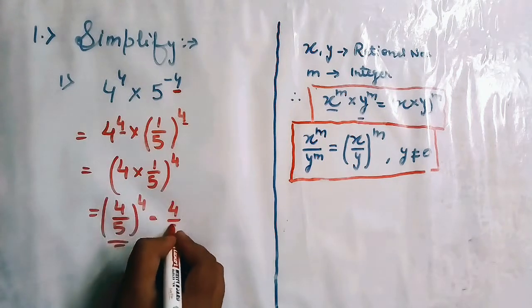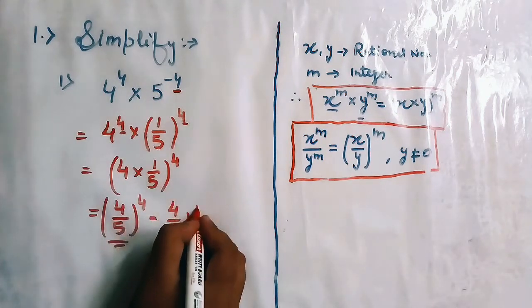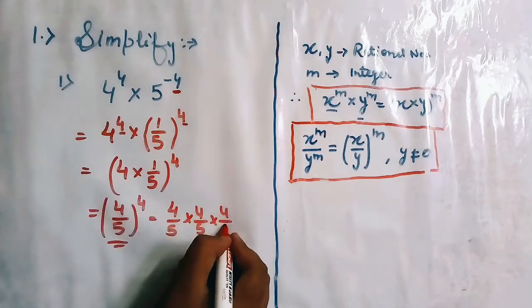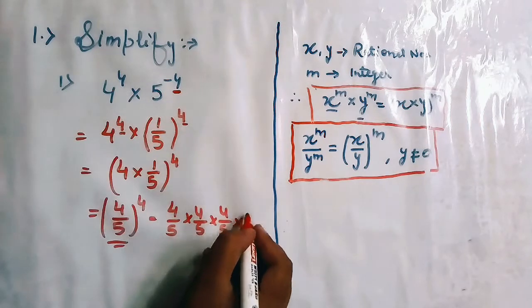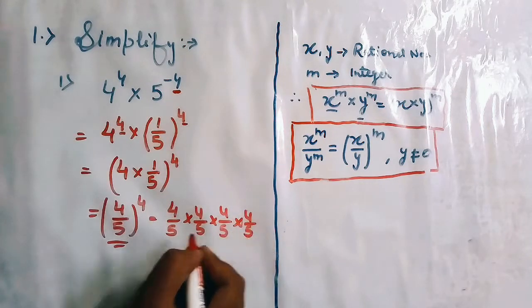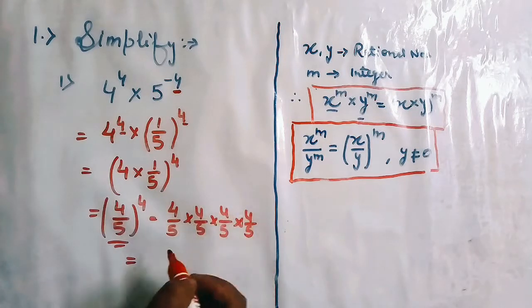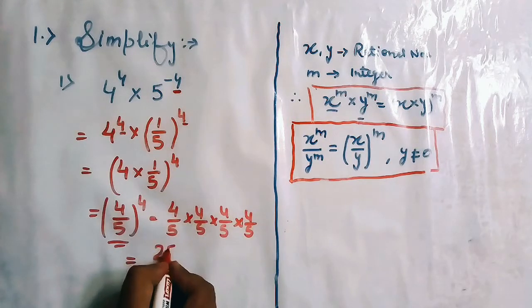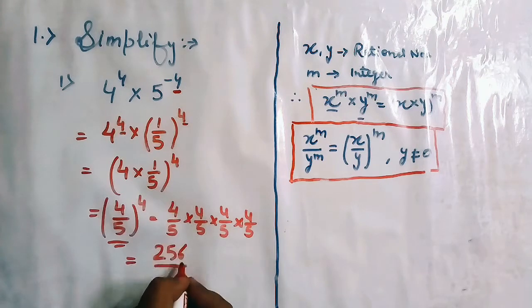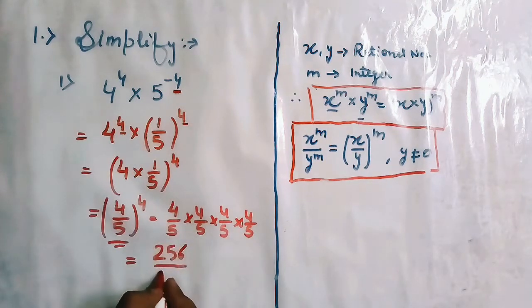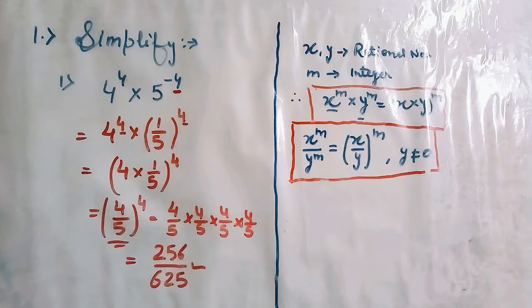Now power 4 is there, so multiply it 4 times. So 4 upon 5 multiplied by 4 upon 5 multiply by 4 upon 5 multiply by 4 upon 5. 4 fours are 16, 4 sixteens are 64 and 4 sixty-fours are 256, upon 5 fives are 25, 5 twenty-fives are 125, 5 one twenty-fives are 625. 256 upon 625 is your required answer.